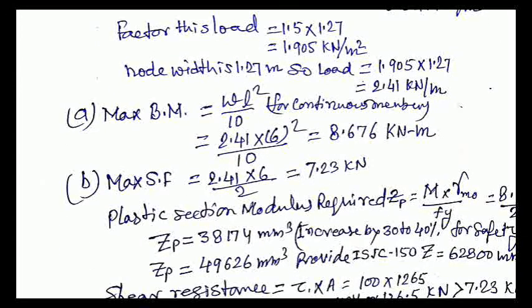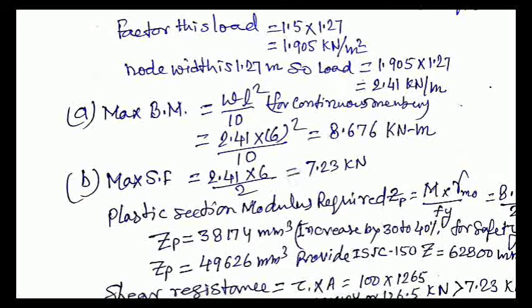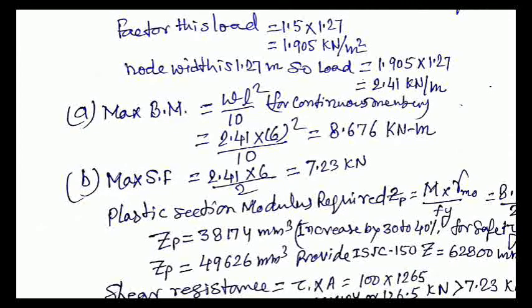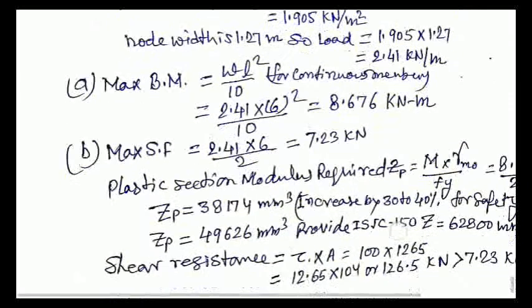Then the maximum bending moment. For this load, we will find out the maximum bending moment. So maximum bending moment for a continuous member is WL square by 10, as you can see here. So putting the values and solving the equation, we get 8.676 kilonewton meter. This will be the maximum bending moment, and the maximum shear force is 2.41 multiplied by 6 divided by 2, which comes out to be 7.23 kilonewton. This is the maximum shear force.